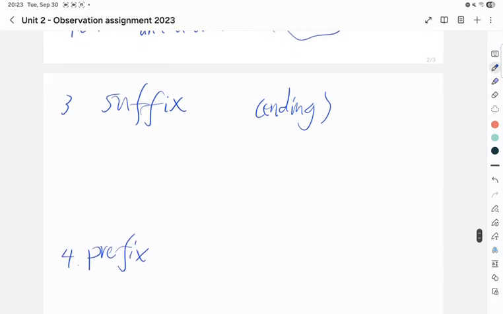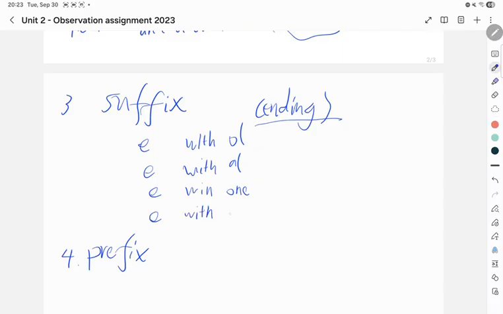And for the third step, we need to assign the suffix, which means the ending. For alcohols, we replace the E with OL. For aldehydes, we replace the E with AL. For ketones, we replace the E with ONE. For carboxylic acids, we replace the E with OIC acid. And I will give a couple of examples.